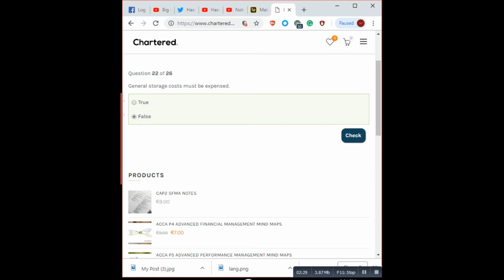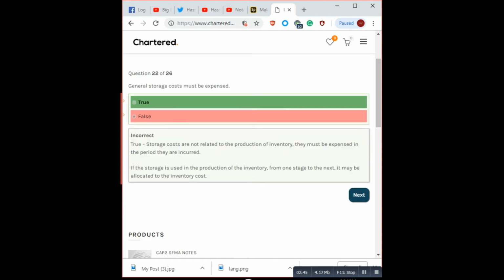False. General storage costs must be expensed. Storage costs are expensed, and production overheads are normally added to the cost. They must be expensed.